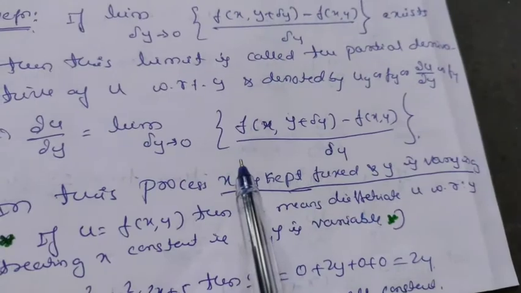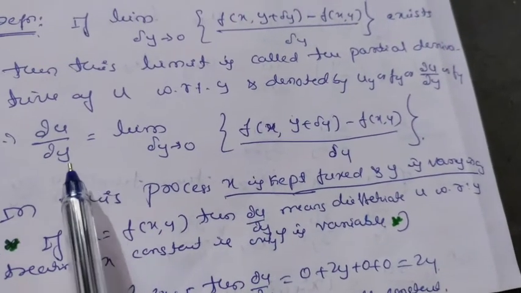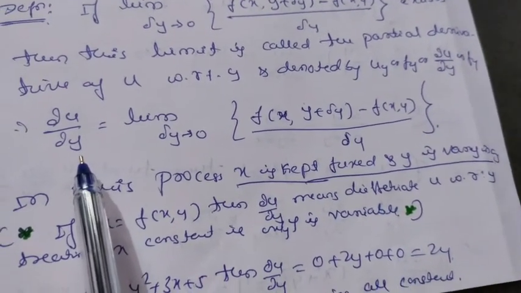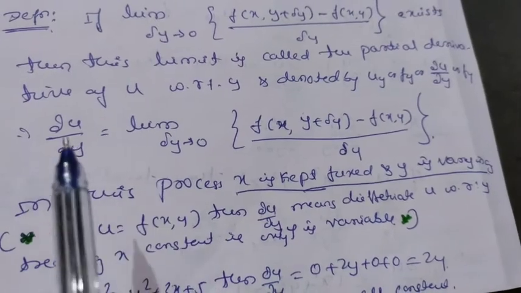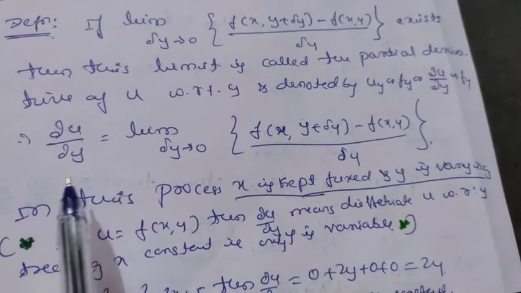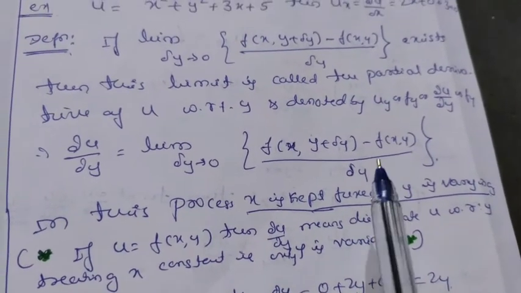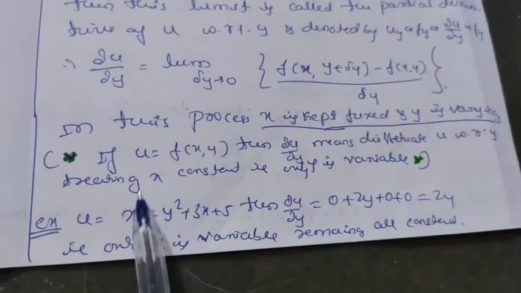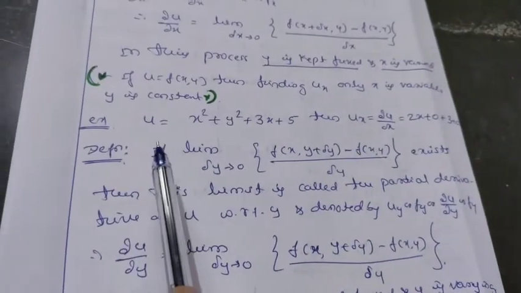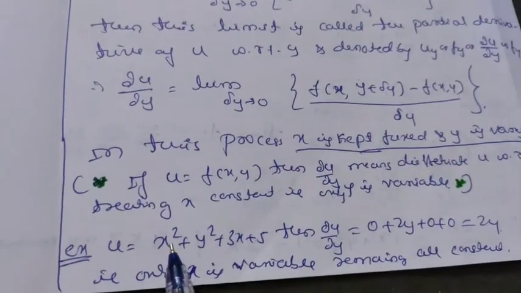As I told you, while finding the partial derivative with respect to y, you treat only y as variable, and the remaining are all constant. So here let us take one example, the same example as we have taken in the case of ∂u/∂x.